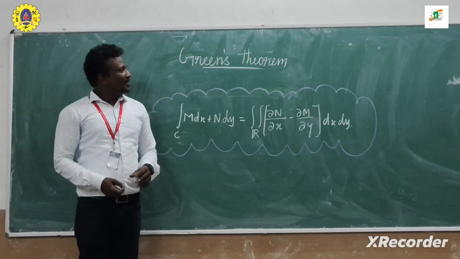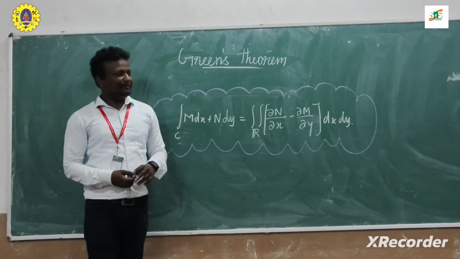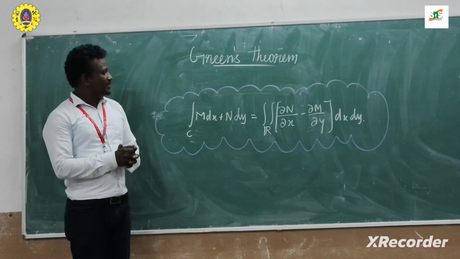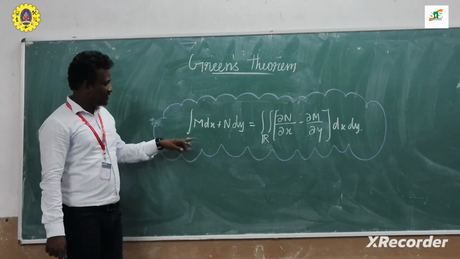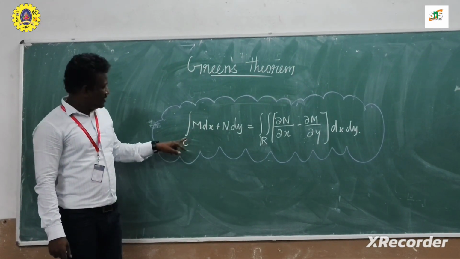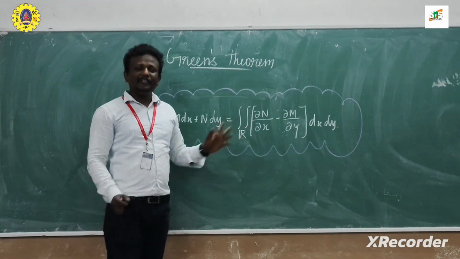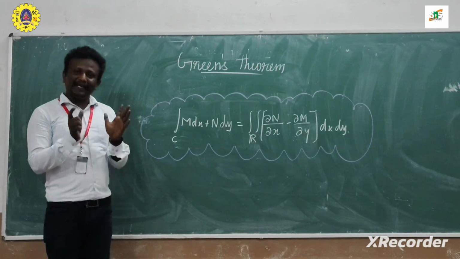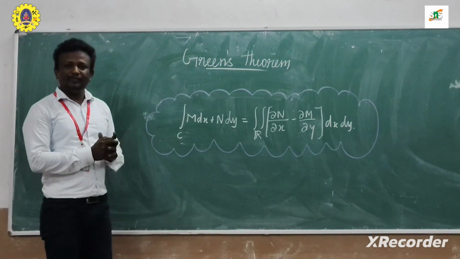Hello everyone. Today we are going to discuss Green's theorem. I will explain Green's theorem through an example. Before that, let us see what this statement is saying. It is saying that a line integral is equal to a surface integral, which means you can calculate area. You can calculate the area of an irregularly shaped region with the help of Green's theorem.